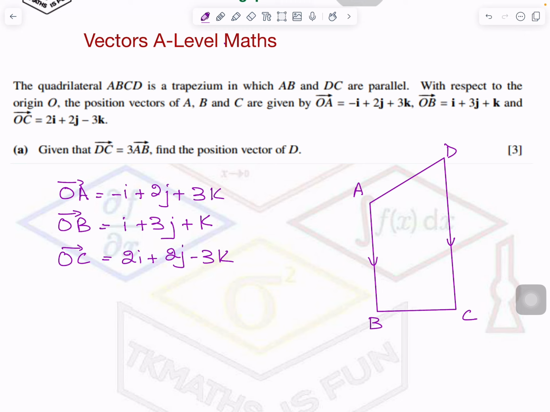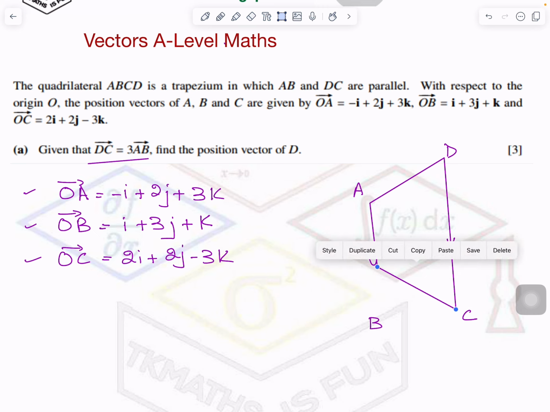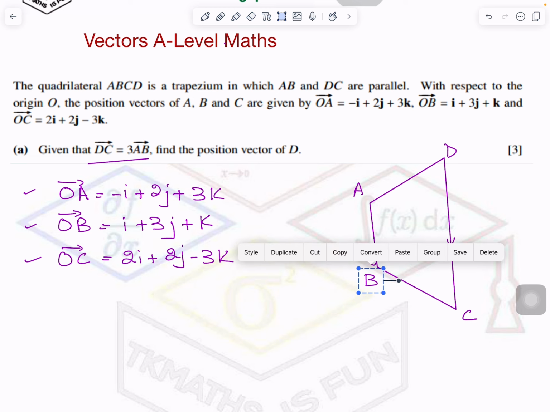Now the question is given here. I have written here the 3 position vectors OA, OB and OC, which are given in the question. It is saying given that DC vector is equal to 3 times AB. So DC is much bigger. Just a minute, let me make AB smaller because DC is 3 times AB. Okay, it's better.